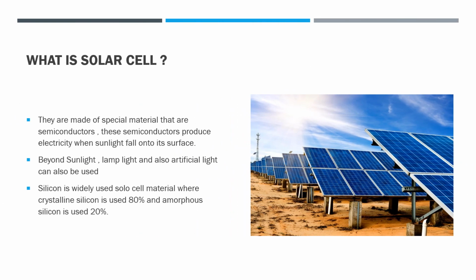And they are made of special materials that are semiconductors. These semiconductors produce electricity when sunlight falls on their surface. Beyond sunlight, lamplight and other artificial light can also be used. Silicon is the widely used solar cell material: crystalline silicon is used 80% and amorphous silicon is used 20%.